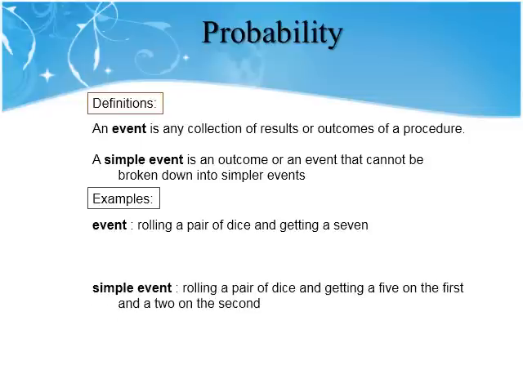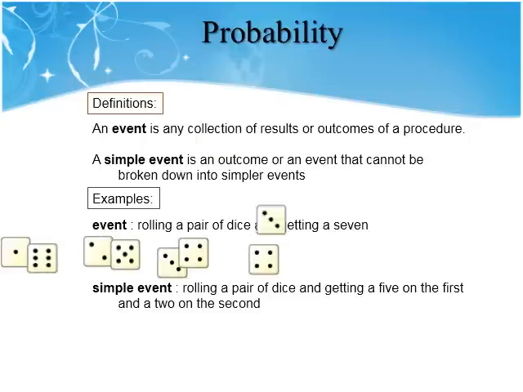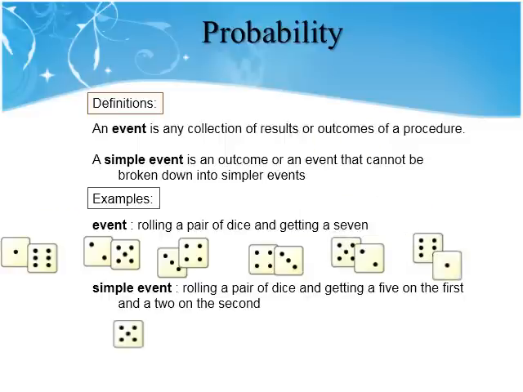But a simple event might be rolling a pair of dice and getting a 5 on the first and a 2 on the second. So this cannot be broken down any further. So just to illustrate that, an event, we have several ways of the event occurring. Whereas a simple event, there's only one way for it to occur.